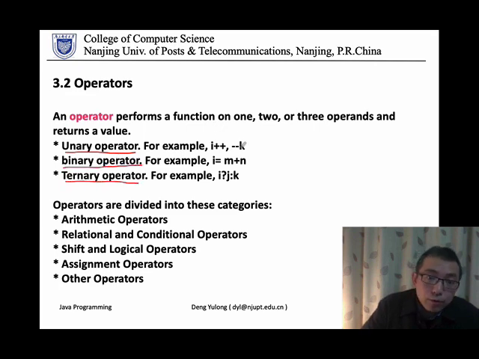For example, here we only have one operand, so this is the unary operator. And the binary operator will make an operation on two operands. And the ternary operator will make an operation on more than two. For example, here is a kind of operation. We'll talk about it later.